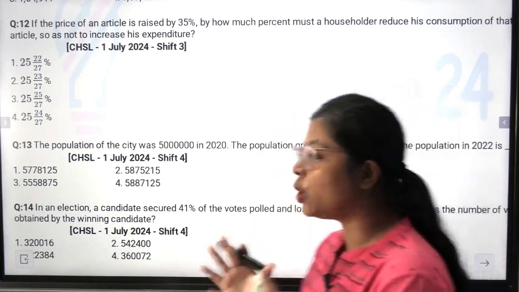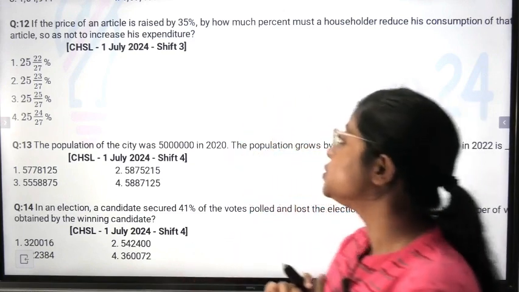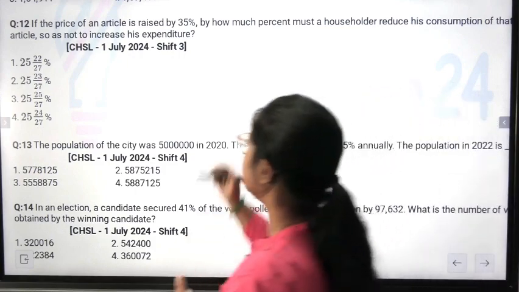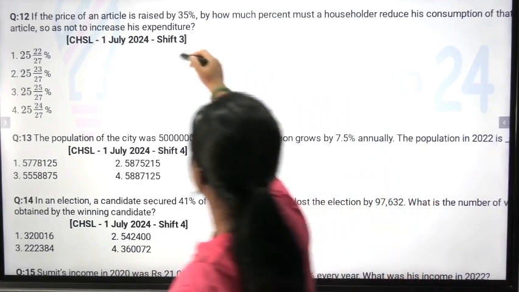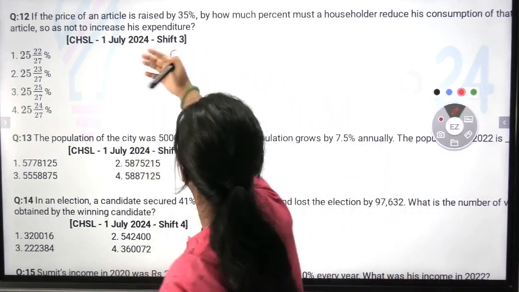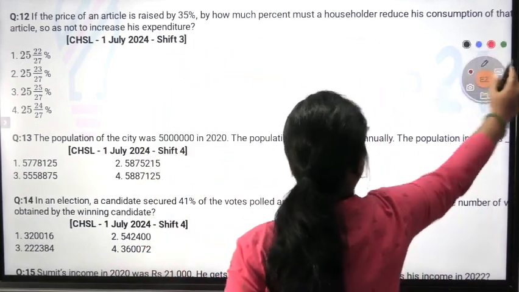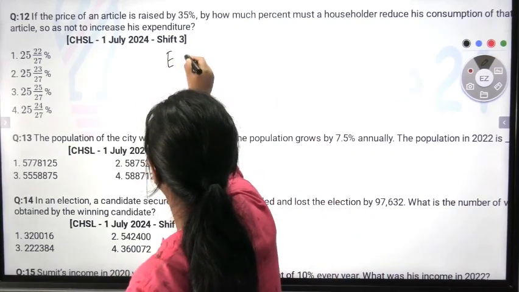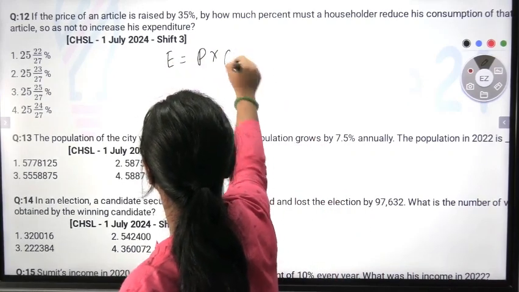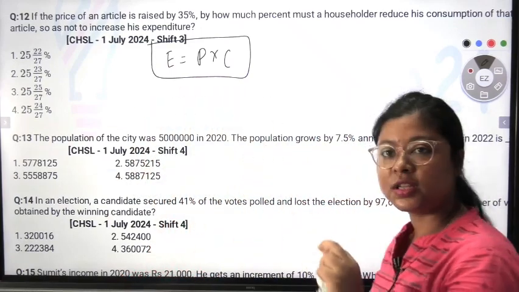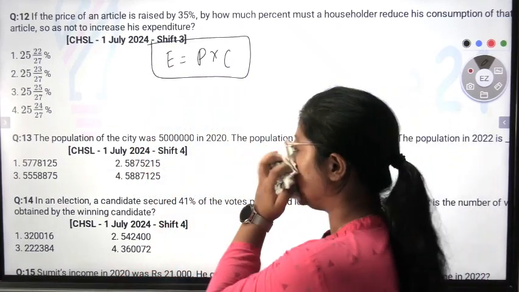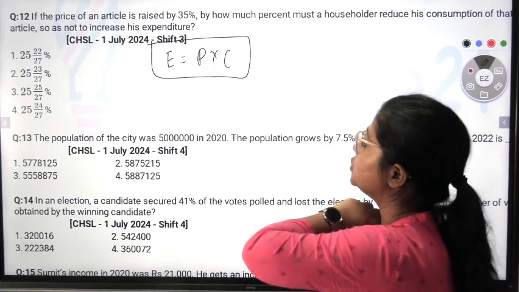So here is an important concept to be learned. What is the important concept? Expenditure is nothing but price into consumption. We know that total expenditure is price into consumption. So you need to have that basic concept.